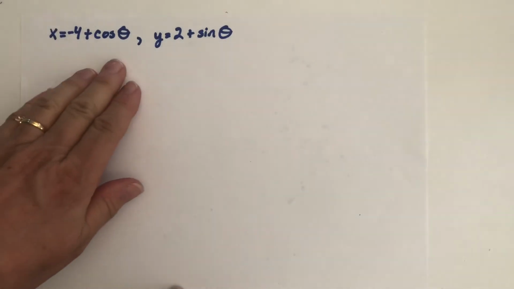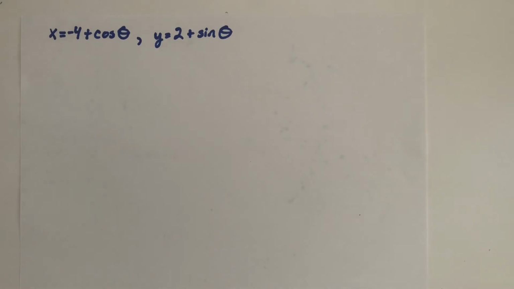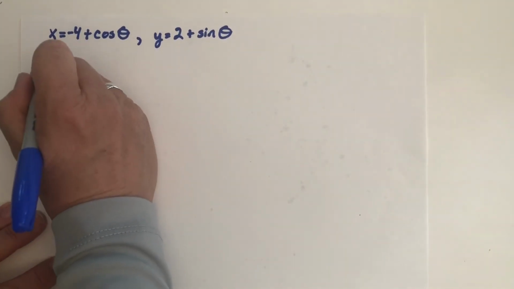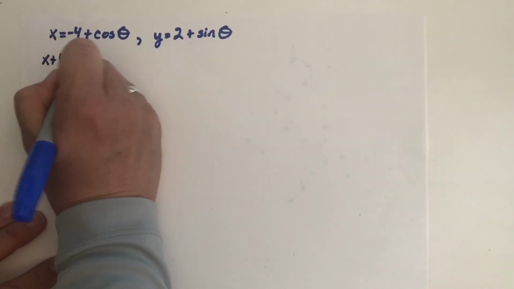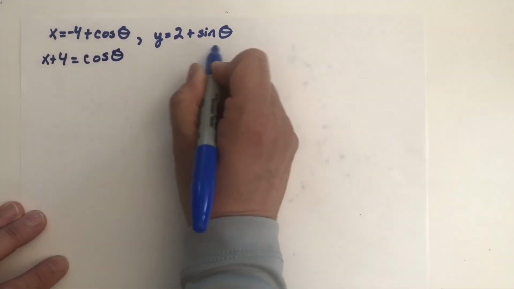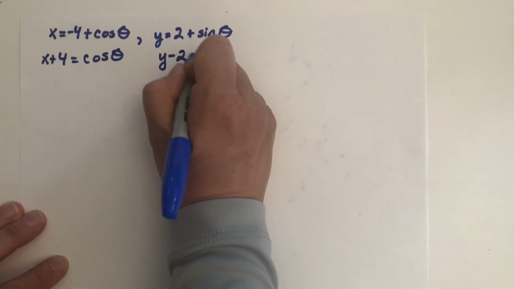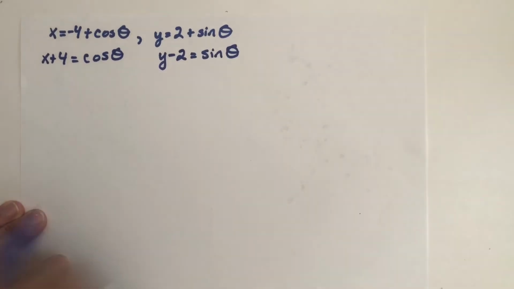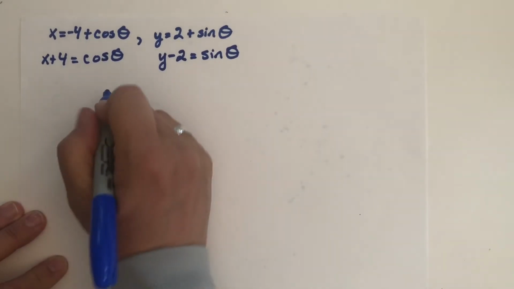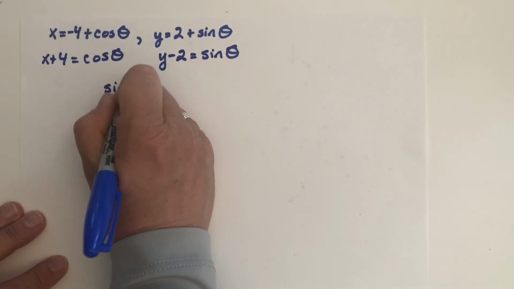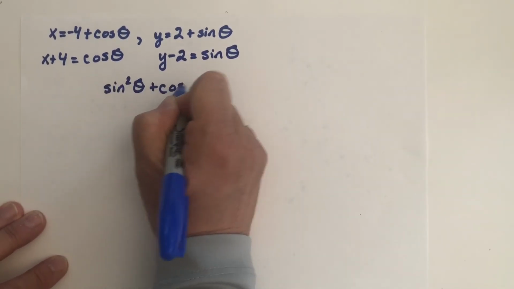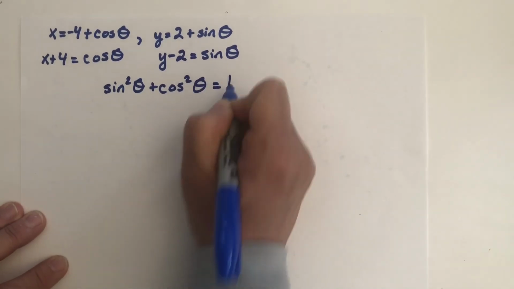I see sines and cosines, and by the way, notice that I have the parameter as theta instead of t. That doesn't change what we do at all. It's just that we're using theta instead of t. So we know with respect to this problem that x plus 4 is equal to the cosine of theta. And this is y minus 2 equals the sine of theta. We know that sine squared theta plus cosine squared theta is always equal to 1.